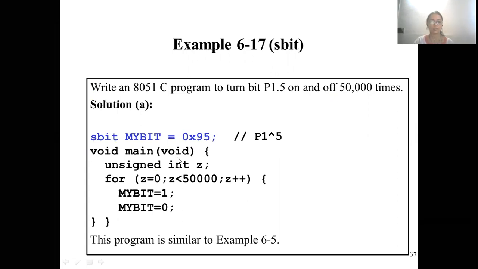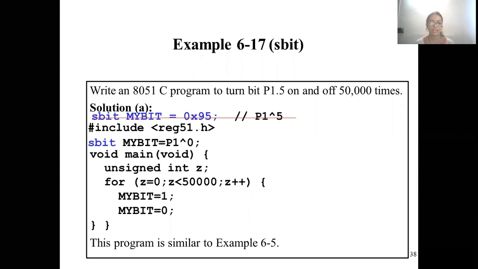Then you have to define the void main, and then how many times you want to run the loop, you have to define in the form of an integer. Here z has been taken as an integer which will run 50,000 times, and this mybit you can toggle from 1 to 0, 0 to 1 continuously. This way you can write your program for toggling port 1.5, that is, the fifth pin of port 1, continuously on and off. You can toggle this port 50,000 times by running this for loop, which is controlled by the integer z. So this is the way of writing the program. You might have learned this in C programming. This is the simple way of writing the program.